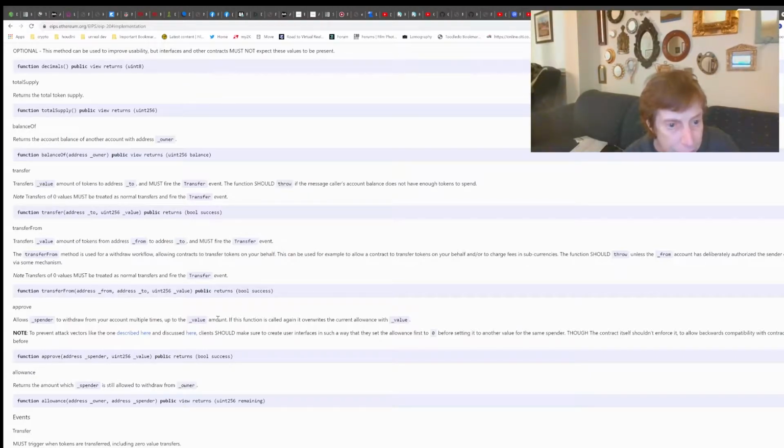Approve, it's basically, in essence, a line of credit. So they can withdraw a number of times up to a certain amount. And allowance is how much more you have. Now, obviously, approve has security issues that you have to be aware of, and they recommend the UI set it to 0 before setting it to another value for the same spender. So this prevents them from essentially cleaning you out.